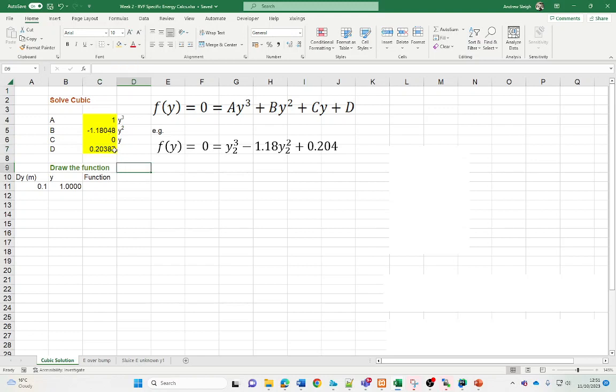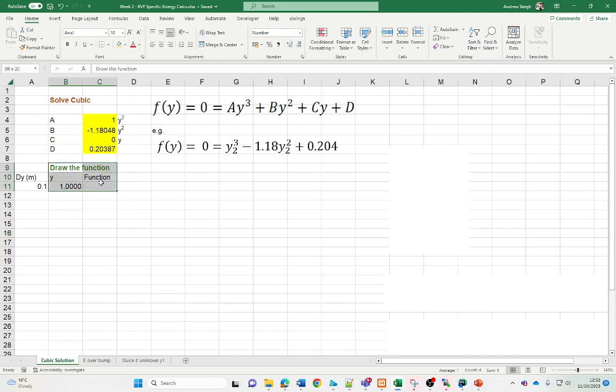Now, first thing to do when we're trying to find a solution to a cubic is to try and find the range we're working in. Now, fortunately for the rivers, we know that we're between 0 and 5 or 10 metres. So we've got an already known range. But let's have a look at plotting this function first of all.